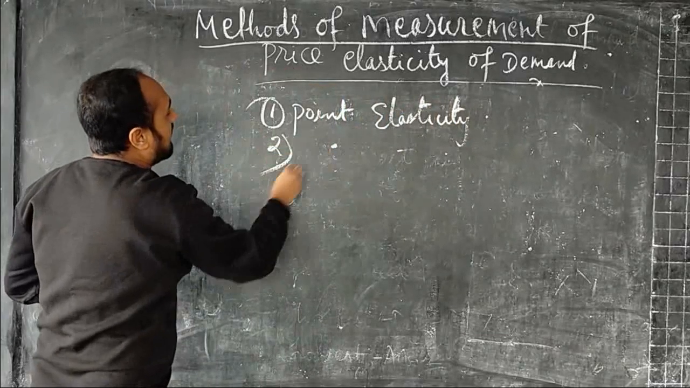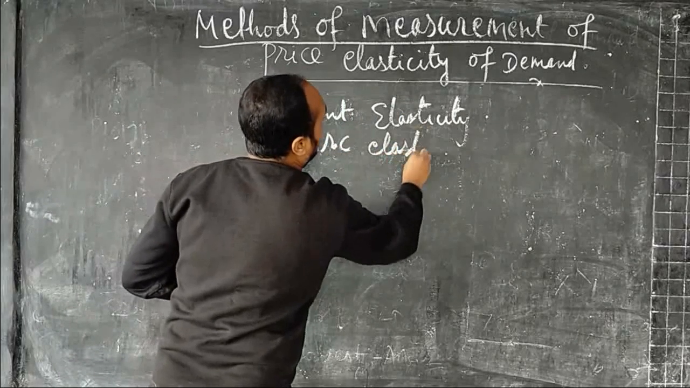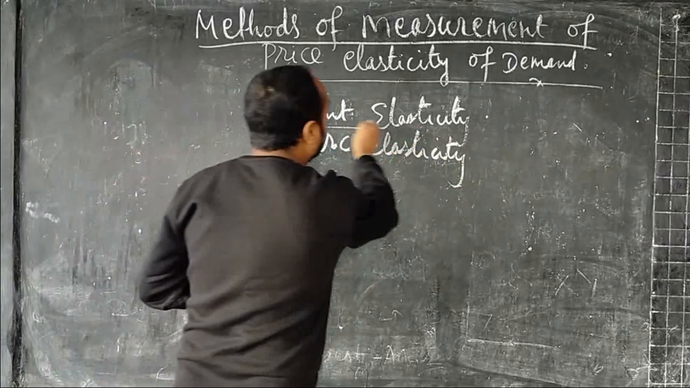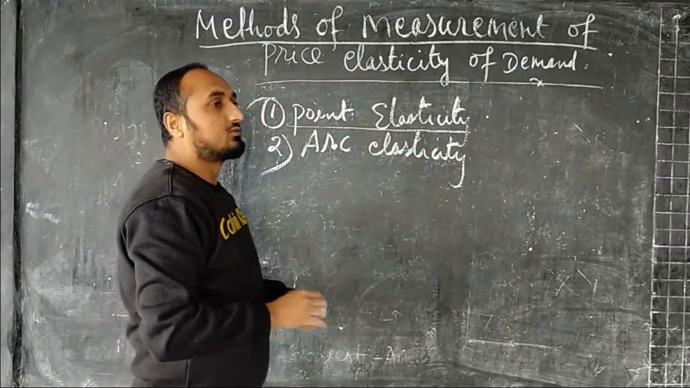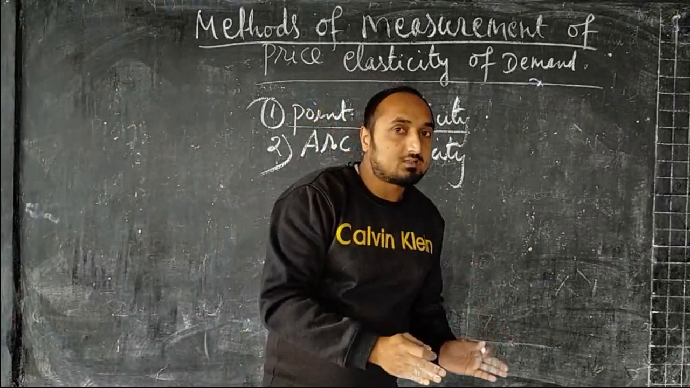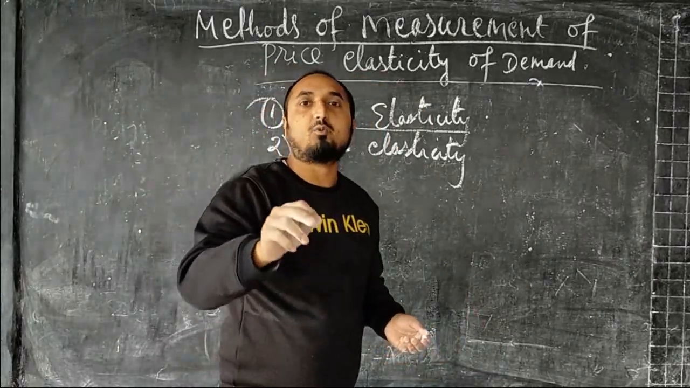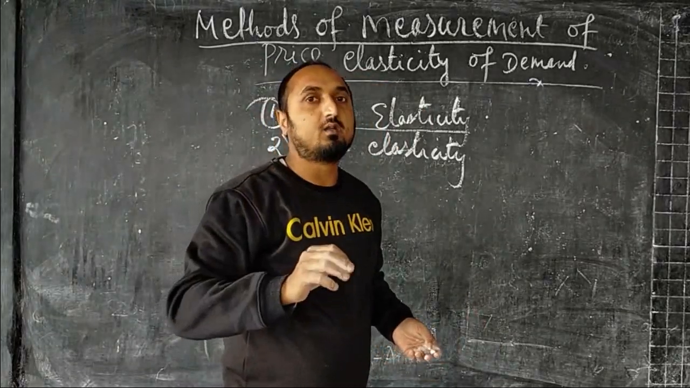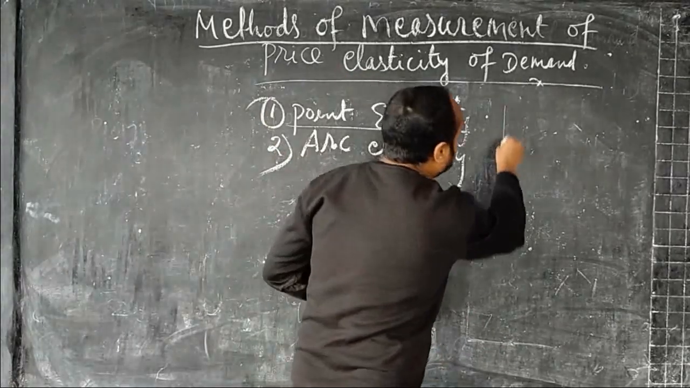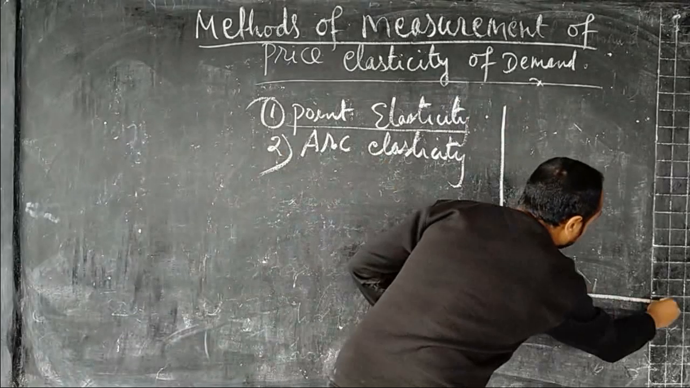and arc elasticity. Now we have to understand what is point elasticity. So point elasticity means when the elasticity of demand is measured at a particular point on the demand curve, then it is called point elasticity. We can explain this concept with the help of a diagram also.